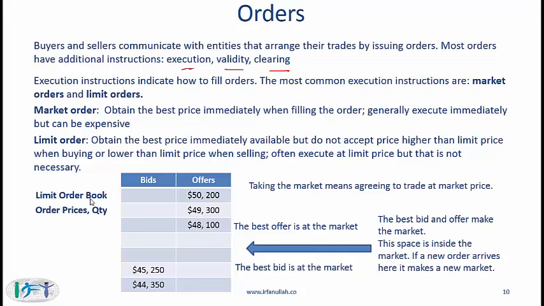Or if the price is dropping and you tell your broker to sell, it is possible that he will sell at a fairly low price, but the order will execute because you've told your broker that you need to execute this order at whatever market price might be in effect. With a limit order, you tell the broker the following: obtain the best price immediately available, but do not accept any price higher than the limit price when buying or lower than the limit price when selling. These are often executed at the limit price, but it is not necessary.